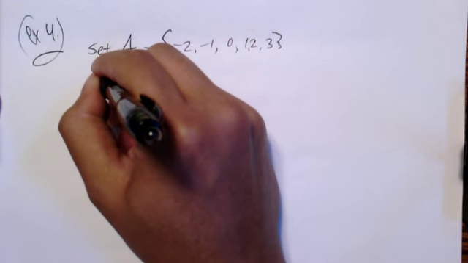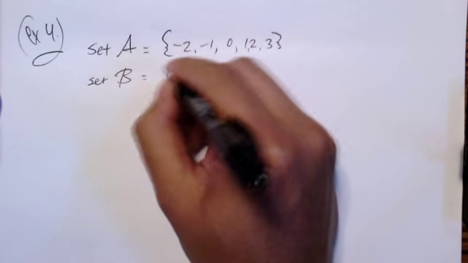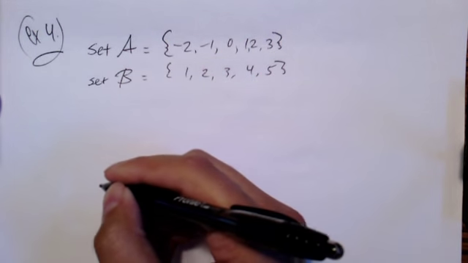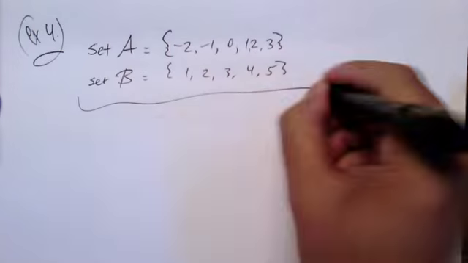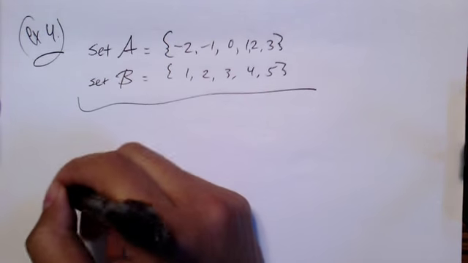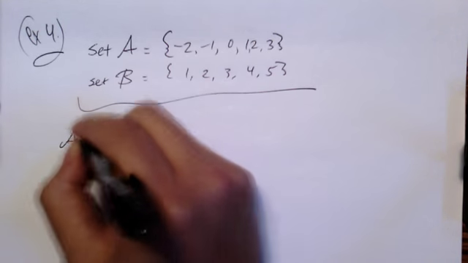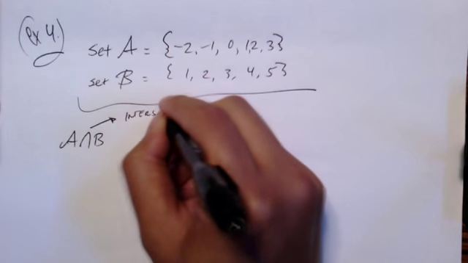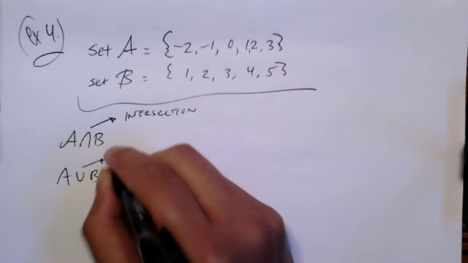And then set B is going to be 1, 2, 3, 4, 5. Okay. A intersection. Okay, yeah, that's what I meant. Okay. So now I was looking for the terms intersection and union. Okay. So we want to denote A intersection B. This right here means intersection. And then A union B, which is going to mean union.